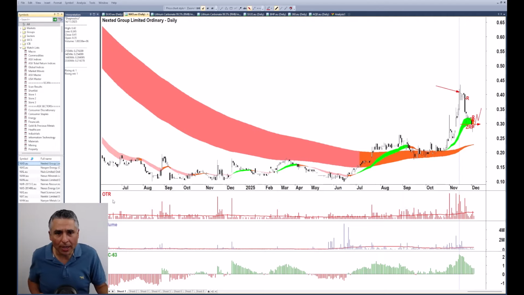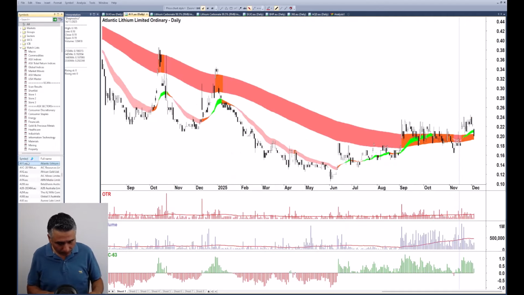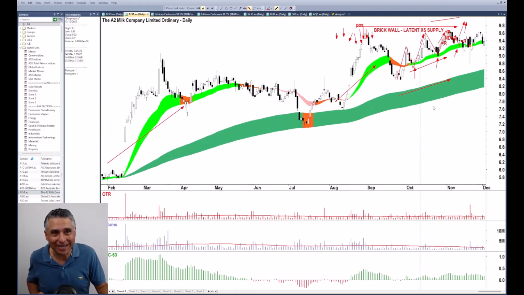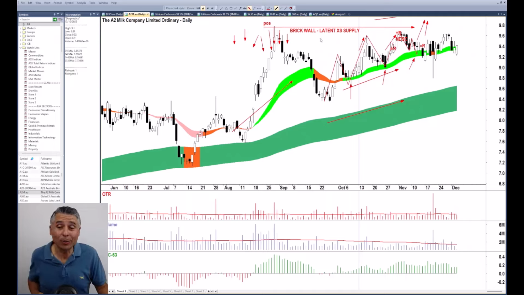Let's go to Andrew for A2M, which we've done quite a bit of work on in the past, haven't we? We can see that we were clearly last dealing with a brick wall of latent excess supply up around this old major point of supply. And it still has not been dispensed with, has not been consumed at this stage, as you can see. It's not a lost cause either. We're still working through it.